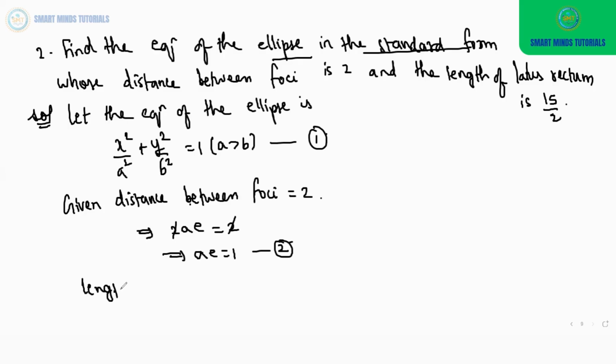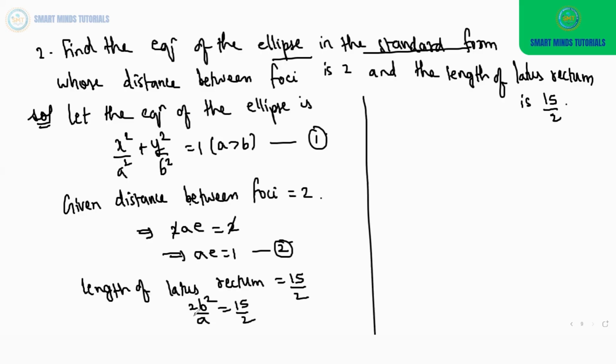Now what else is given to us? Length of latus rectum is 15 by 2. What is the formula? 2b square by a is equal to 15 by 2. Take 2 by a to that side, you will get b square is equal to 15 by 2 into a by 2. So b square is 15a by 4. We got one relation between b and a.